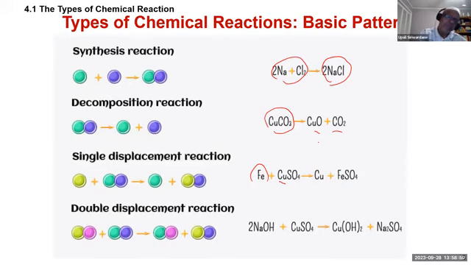Single displacement: one element is displaced. Double displacement is both components. For example, sodium now goes with sulfate, copper goes with OH, and then they produce two different compounds. That's called a double displacement reaction. You can see these patterns in chemical reactions.